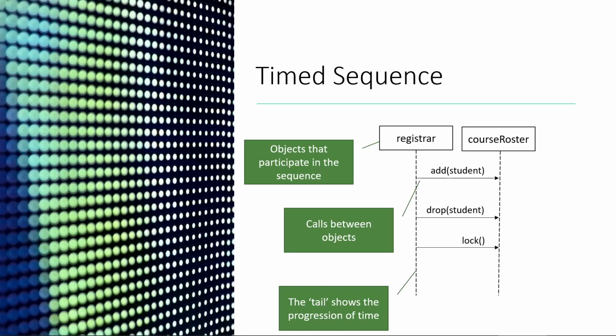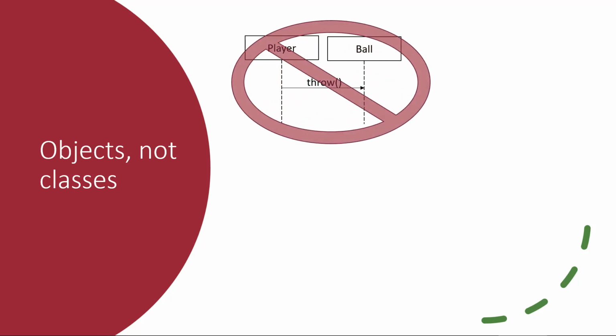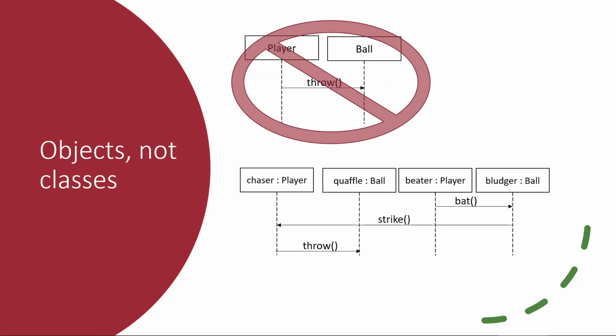The important thing here to understand is these are objects at the top, not classes. For this example, you can see I have a class player and a class ball, and the player might throw a ball, and that might make sense at the top level, but that's not correct because it's very possible we can have multiple players and multiple balls in the game.